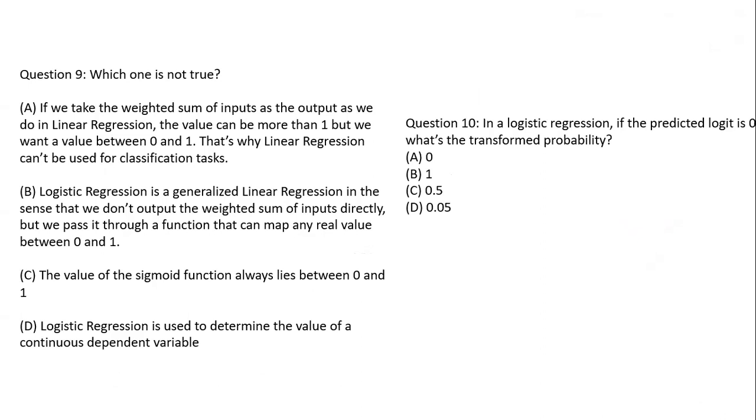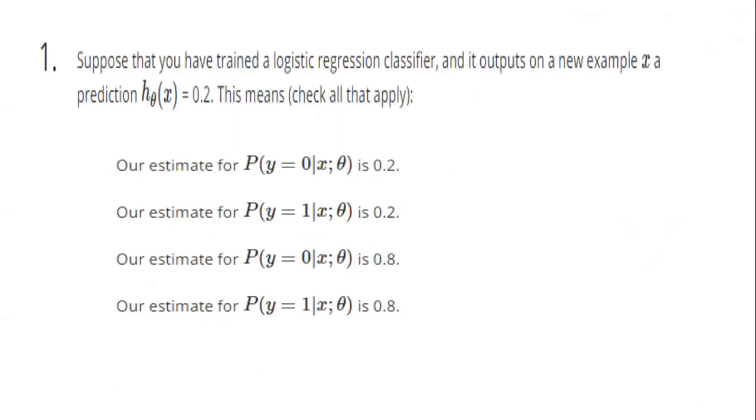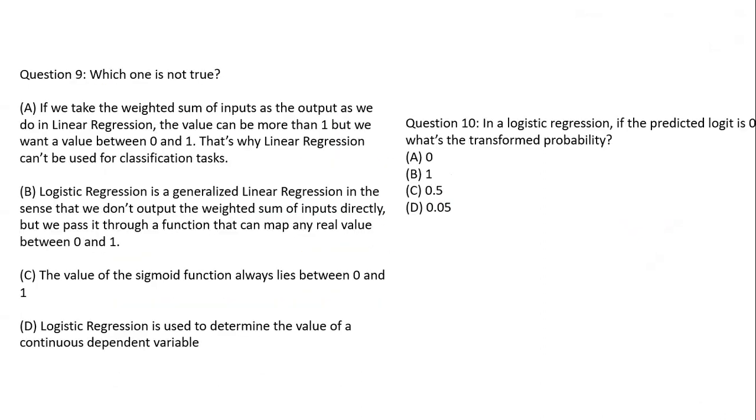ओहो, which one is not true? जब तक न्यूमेरिकल्स नहीं करेंगे तो फिर इंटरेस्ट नहीं पैदा होगा ना. Just do this. This is just 2 questions. The value of the sigmoid function always lies between 0 and 1. This is the answer, right? Which one is not true? ये तो true है. ठीक है.